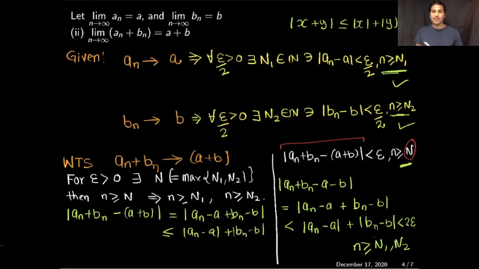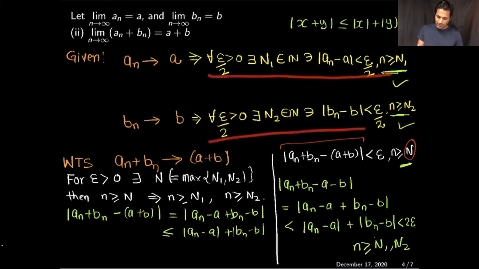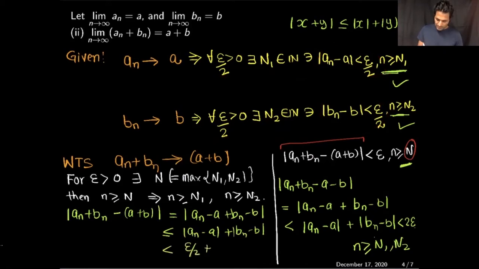Since n is bigger than n1 and n2, it means this statement holds and that statement holds, or in other words, this inequality holds and this inequality holds. Therefore, this is less than epsilon divided by 2 plus epsilon divided by 2, which is equal to epsilon. So this completes the proof. This implies the an plus bn sequence converges to a plus b by definition.